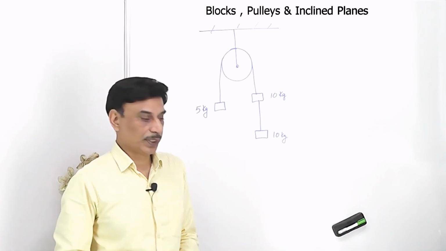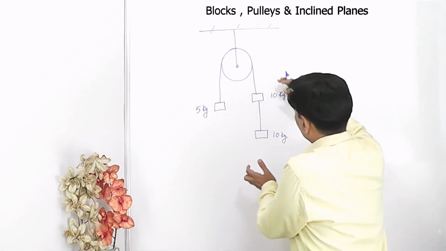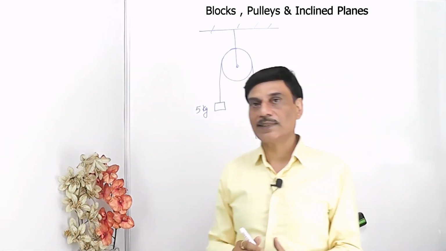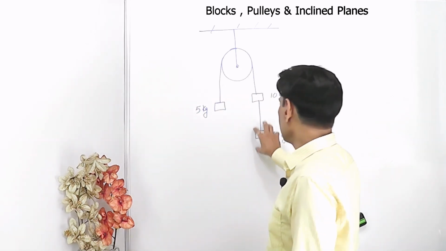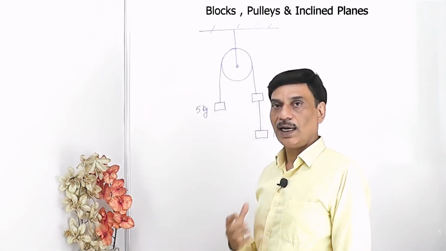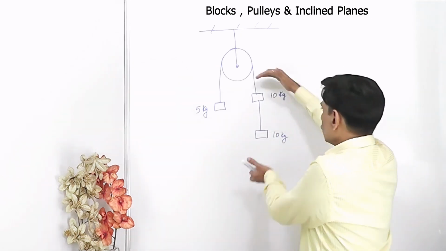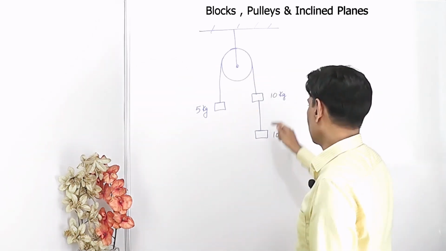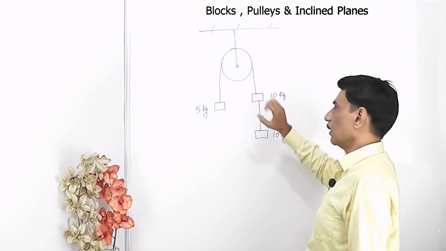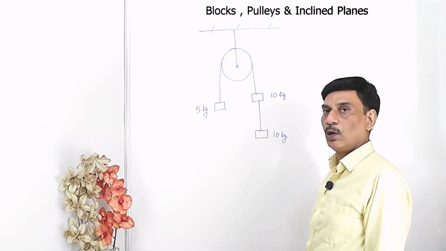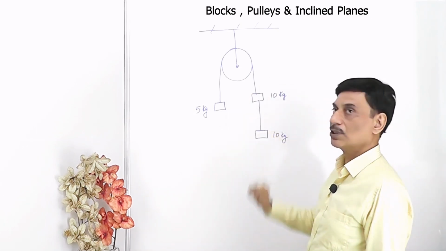So what we can directly do is find the acceleration first. Instead of going individually to each block, let's find the acceleration in a faster manner. Even if these two blocks are combined together and made a single 20 kg block, there will not be any alteration in the acceleration of this system.